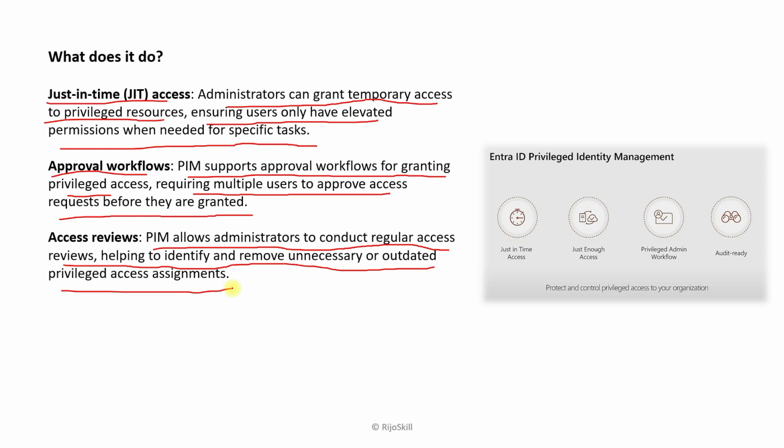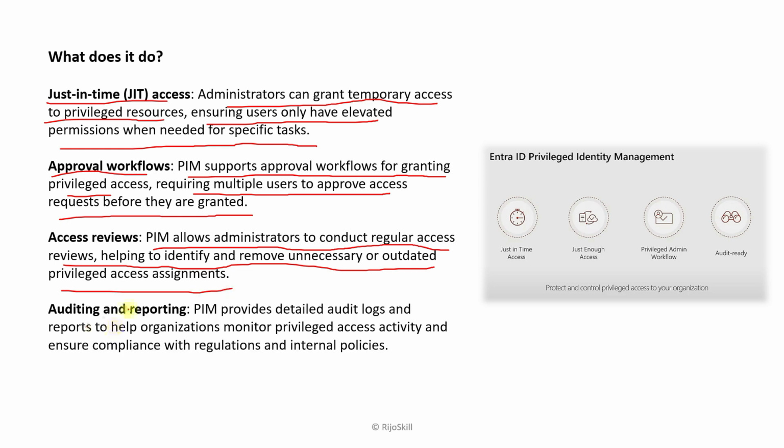Whatever roles we assign, you can review who has access and who can access the resource, and then you can get the complete review report. Next, auditing and reporting. PIM provides detailed auditing logs and reports to help the organization monitor privileged access activity and ensure compliance with regulations and internal policy. You can audit whatever workflow is going on. For example, when you give any access, you can continuously monitor what the user is doing and what they have done. That is auditing and reporting.